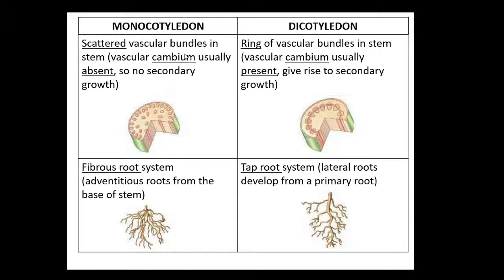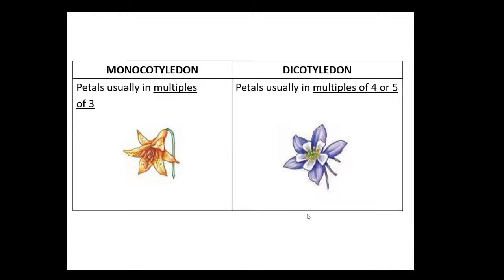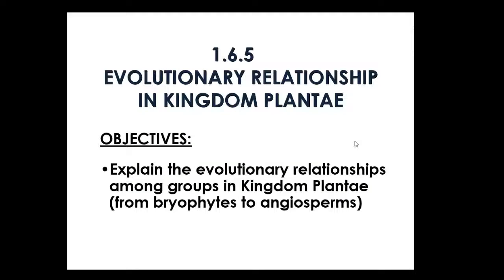Monocots have fibrous root system and adventitious roots from the base of the stem. Dicots will have taproot system, and then there will be lateral roots that develop from that primary root. Monocots usually have flower petals in multiples of 3. Dicots usually have flower petals in multiples of 4 or 5.